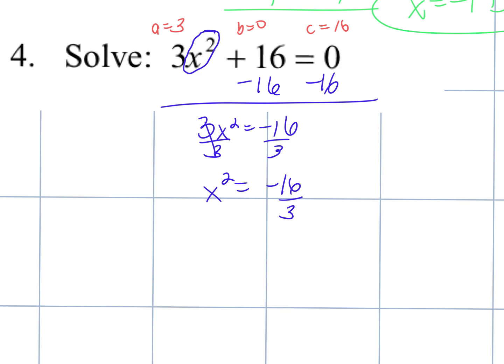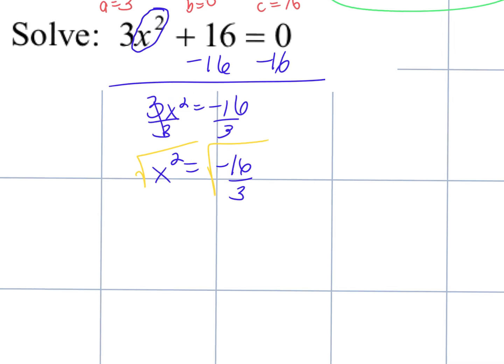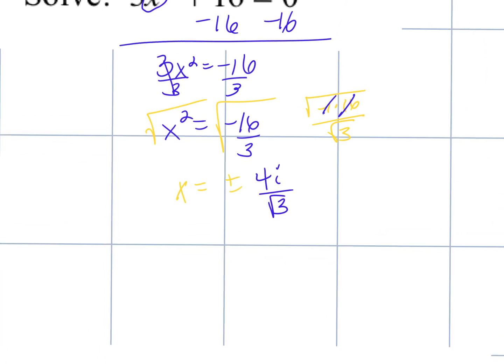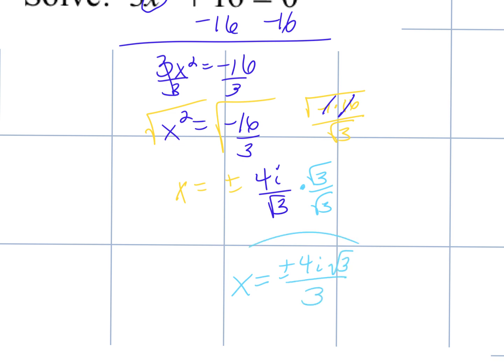Now that I have x squared by itself, I can go ahead and take the square root of both sides. So let's take the square root. I have x equals plus or minus. Remember, this is the square root of negative 16, so negative 1 times 16 over the square root of 3. So this would become 4i, and then I have the square root of 3 in my denominator. But guys, we've talked about this literally since like the second day of school. Cannot have a radical in your denominator, so we need to rationalize. We're going to multiply the top and the bottom by the square root of 3. So x equals plus or minus 4i square root of 3 over 3.